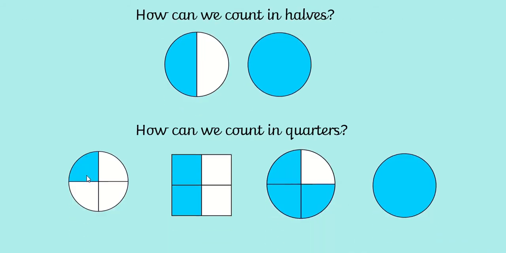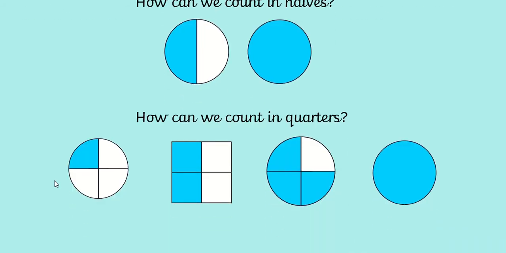How can we count in quarters? Have a little think about that one. Use these pictures to help you. We've got 1/4, 2 quarters or a half, 3 quarters, and then a whole or 1. 1 quarter, 2 quarters, 3 quarters, 1. The next one will be 1 and a quarter. Next one will be 1 and 2 quarters, then 1 and 3 quarters, and then all the way up to 2.